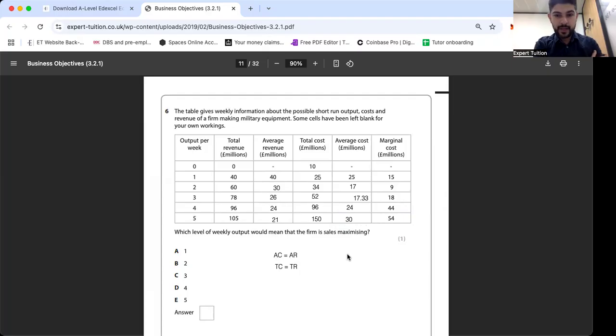Can you see the answer? Can you guys see that at an output level of 4, AR of 24 is equal to AC of 24, and TC is 96, and TR is 96. And that makes sense. They need to be equal at the same level of output, of course. AR equals AC, TC equals TR. The correct answer has to be D. It's 4. Super clear? Right, hopefully we're now warming up, and this is all starting to really make sense, and you're feeling more confident in the topic.